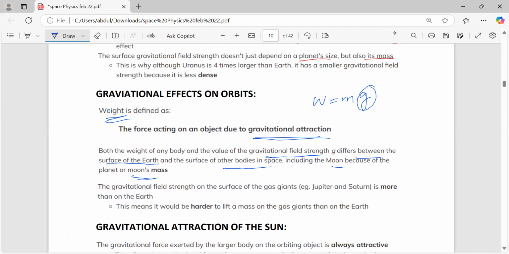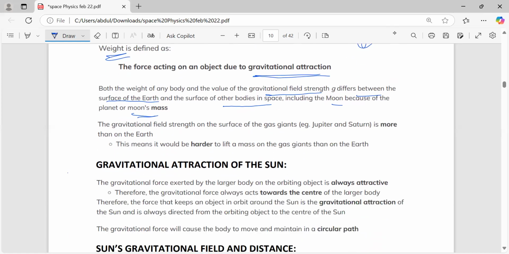Like my weight on earth, roughly let me say, is 750 newtons, and my weight on the moon will be 6 times smaller, because the gravitational field strength on the moon is 6 times smaller than on earth. So in this way we can differentiate.